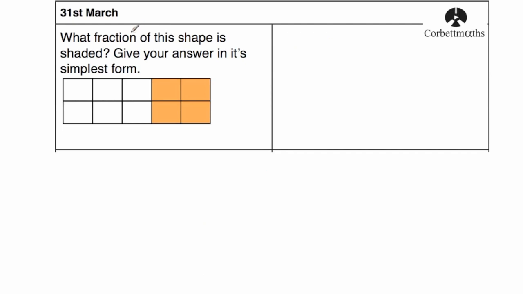Okay, our first question. The first question says, what fraction of this shape is shaded? So here we've got a rectangle and we've got 1, 2, 3, 4, 5, 6, 7, 8, 9, 10 squares. So we've got 10 squares, so let's put 10 on the denominator, and we've got 4 that are shaded. So it's going to be 4 tenths. But the question says give your answer in its simplest form. So in its simplest form, that would be, cancelling that down, 2/5.